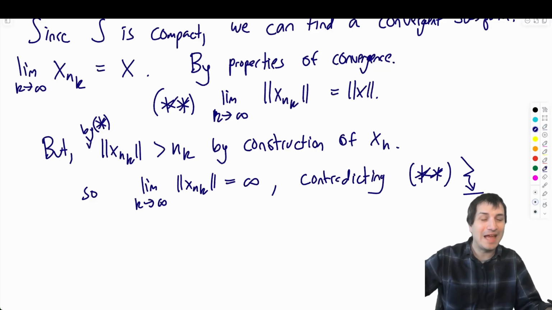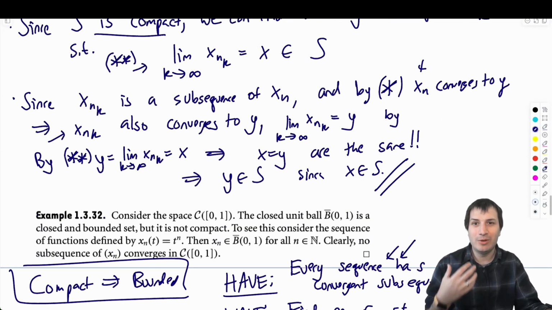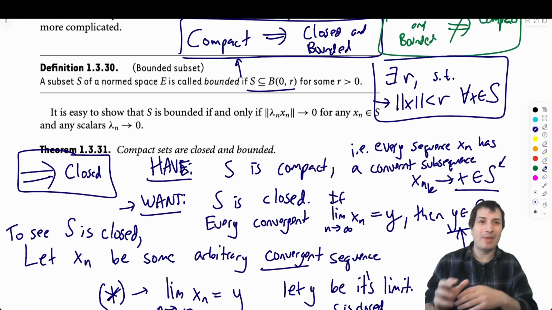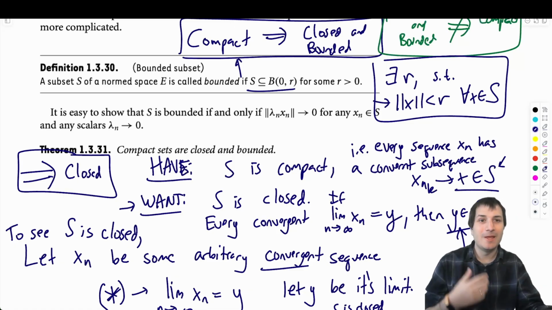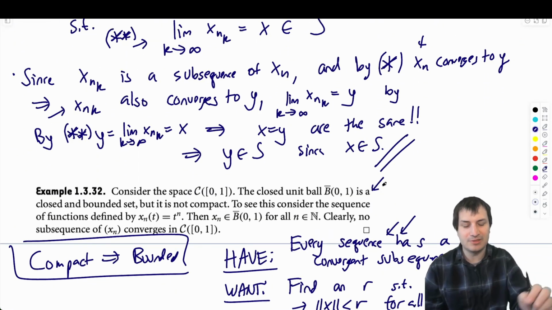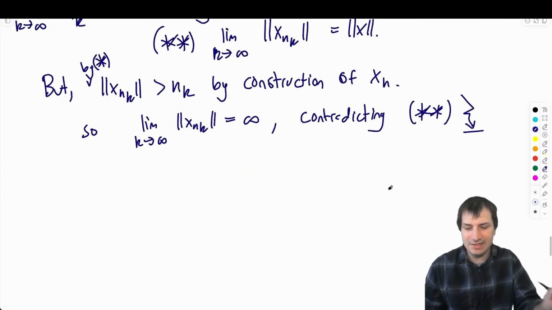Okay, that proves that if you are compact, then you are bounded. And together with the thing we did before, we have finished off example 1.3.31, that if you are compact, you must be closed and bounded. Now, the reverse is not true in infinite dimensional spaces, and that is what this example is saying. Let me give you some more maybe easy examples first.